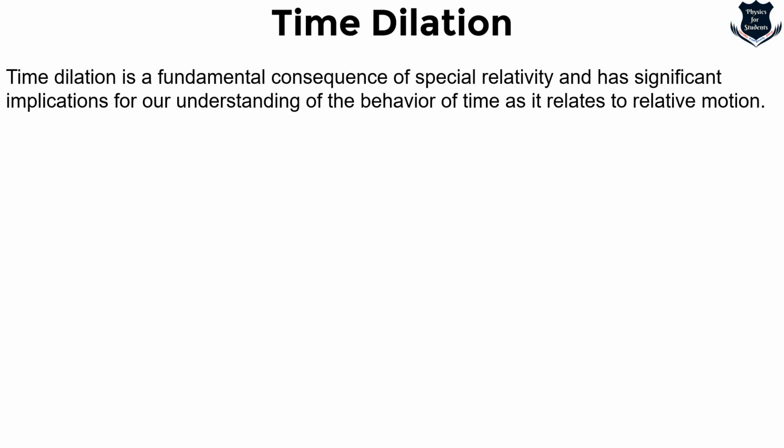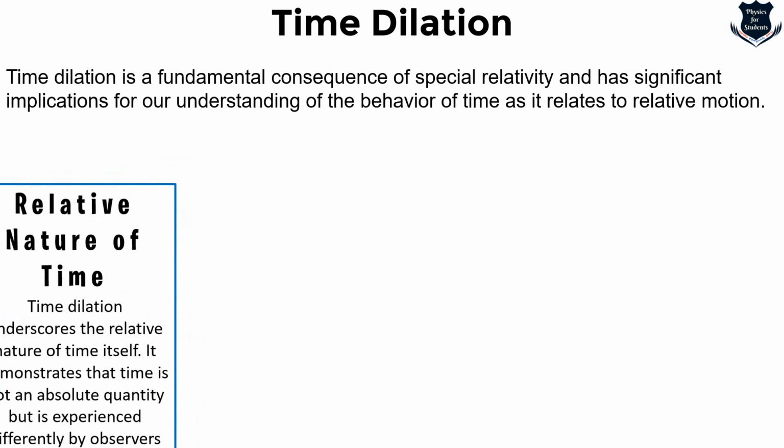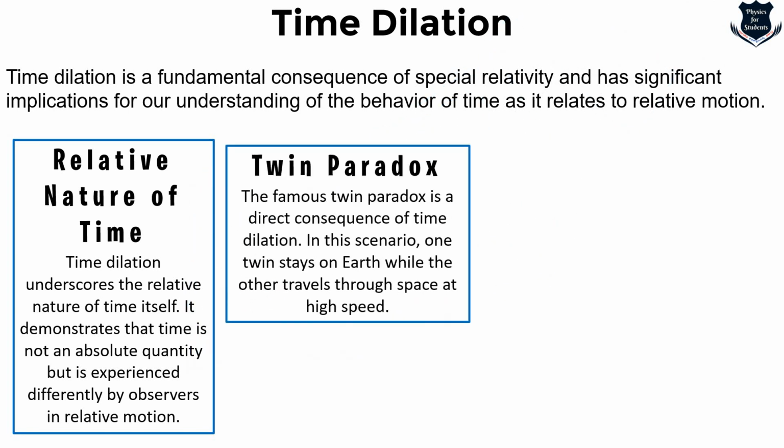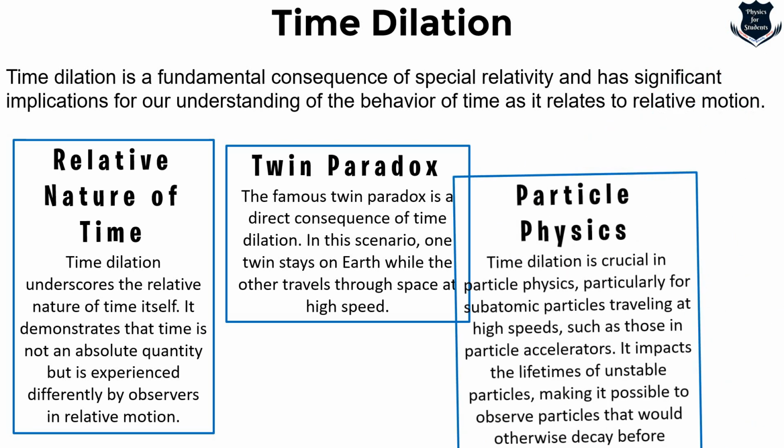So you see, time dilation is a fundamental consequence of special relativity. First, the relative nature of time becomes very evident, because time dilation underscores the relative nature of time itself, and it demonstrates that time is not an absolute quantity but depends on the observer. We have already seen the twin paradox, the famous one. There are a lot of mathematical examination papers set on the twin paradox, which you can look into later.